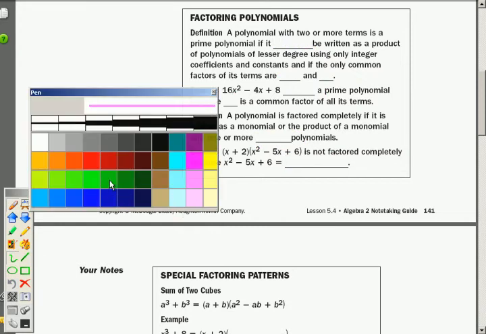Let's change our color here. Let's go with green.